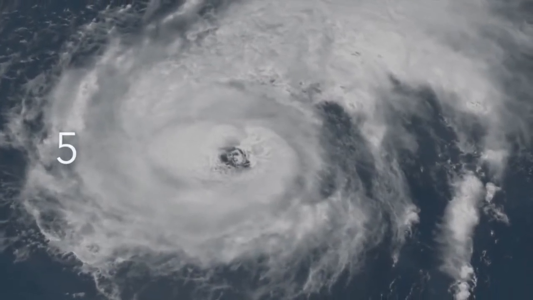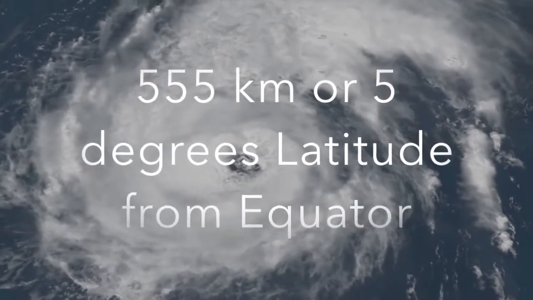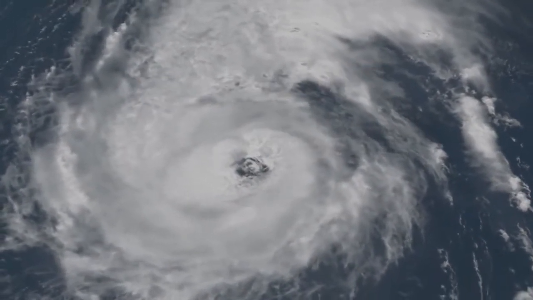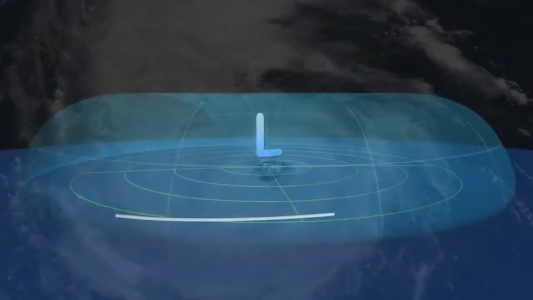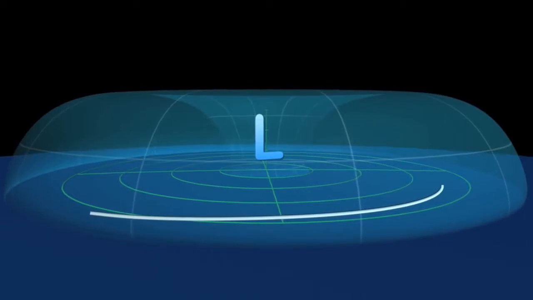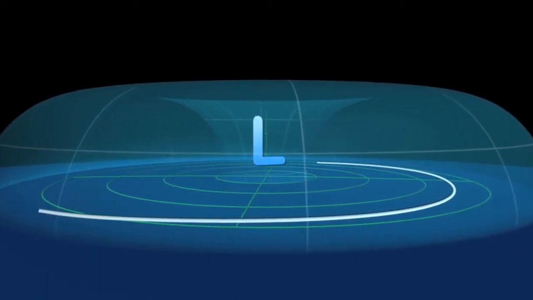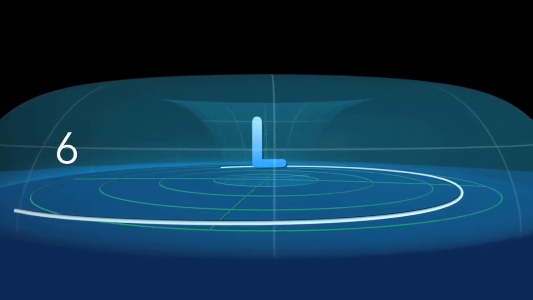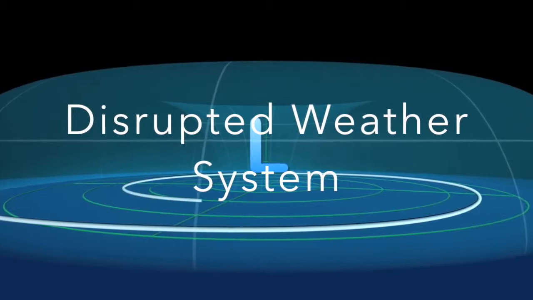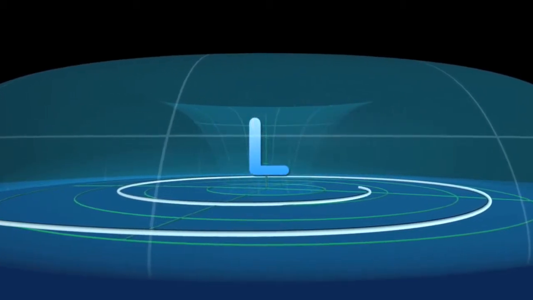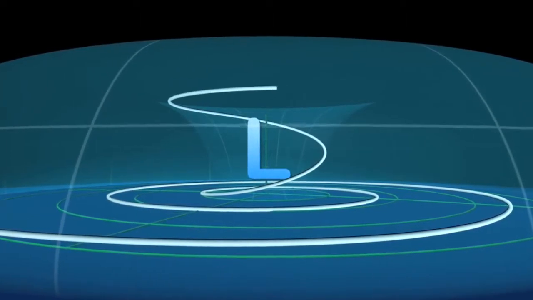The fifth is that the formation needs to occur 555 kilometers or 5 degrees latitude from the equator, as any closer to the equator there will not be a strong Coriolis effect, which deflects any wind headed towards the low pressure center, hence creating a circulation. This effect initiates and maintains their rotation. The final one is that the weather system has to be relatively disrupted in the first place, as tropical cyclones will not form spontaneously, and disrupted weather systems are favorable to a tropical cyclone's formation.